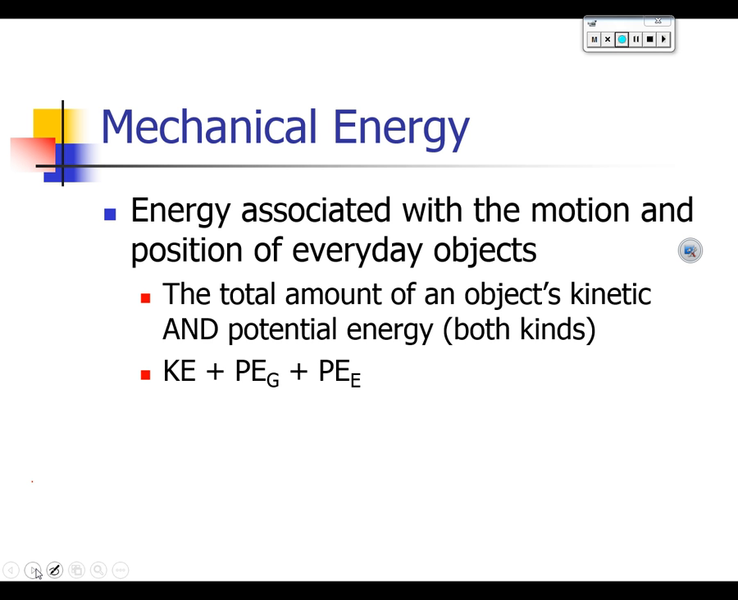But mechanical energy is the total amount of an object's kinetic and potential energy. But we'll find out again tomorrow that there are actually two kinds of potential energy. One is called gravitational potential energy, and we represent that with the capital PE for potential energy, and then the subscript G for the gravitational part, so gravitational potential energy. And then there is elastic potential energy. So we still represent potential energy with the capital PE, but then we use the lowercase e to represent elastic.